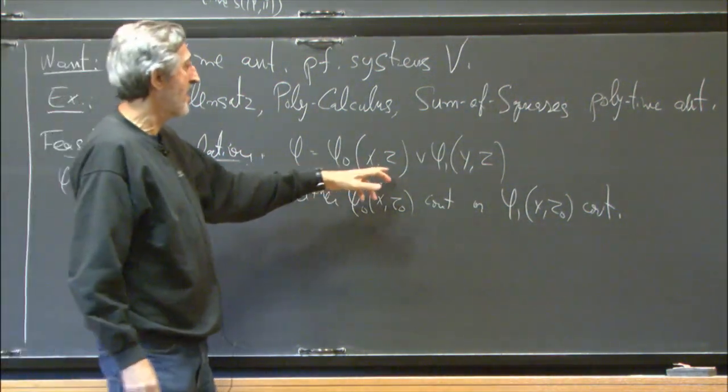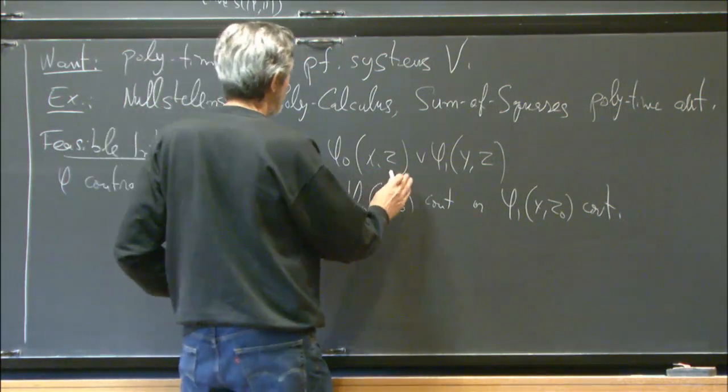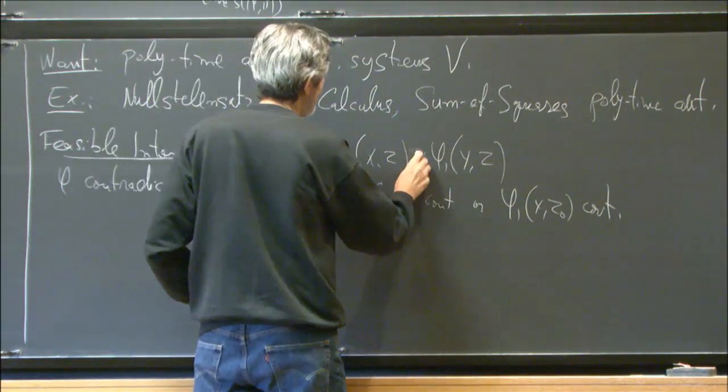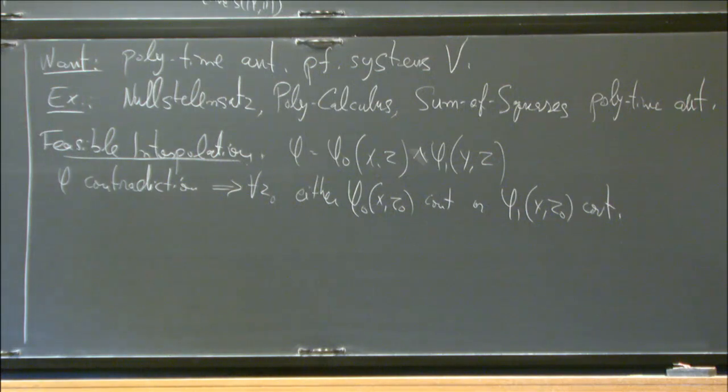For a contradiction, it's an or, I think. Or it's an and. Thanks. It's an and. Yeah, very good.